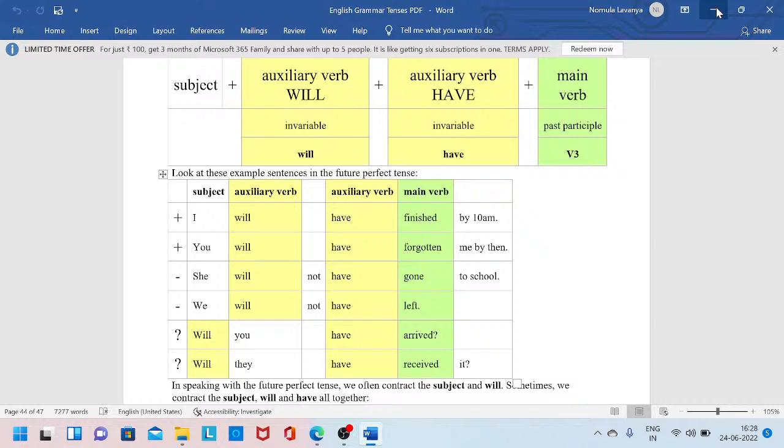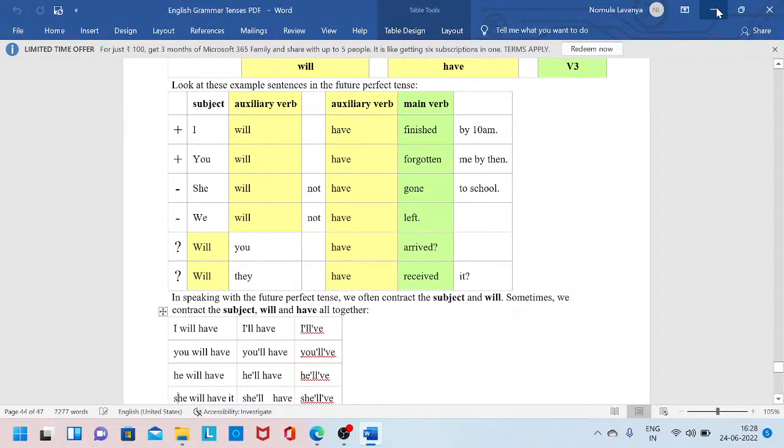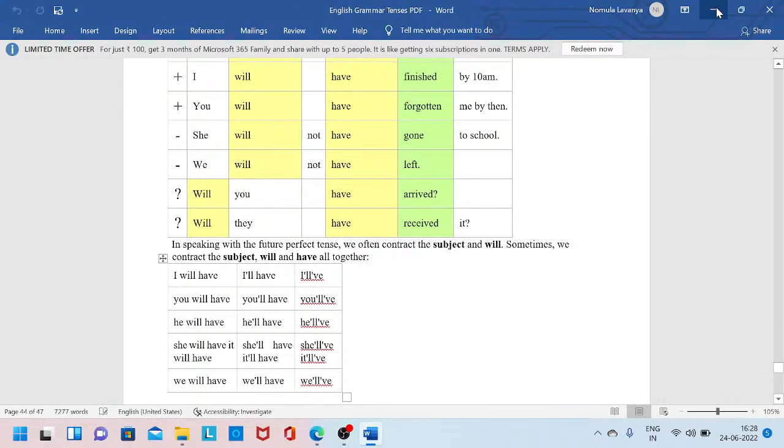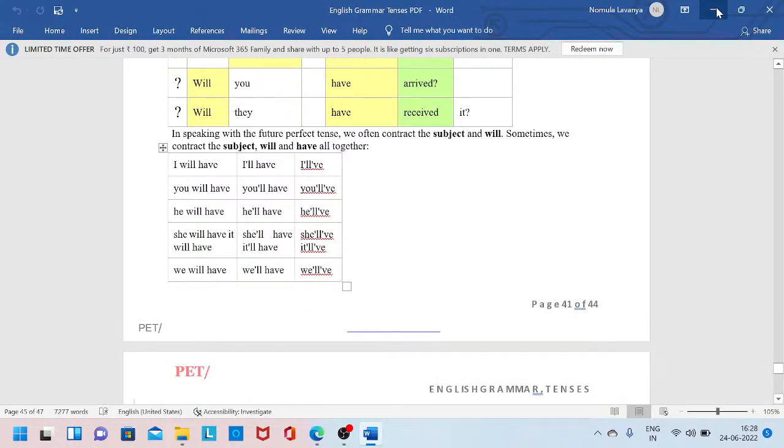You have arrived, will they have received it. So these are, while speaking, "I will have" will become like this, as I have shown on the screen. You will have, we will have, he will have, she will have it. Okay, the formations will change like this. I will have again here. So this is what this box means, what I am speaking now.